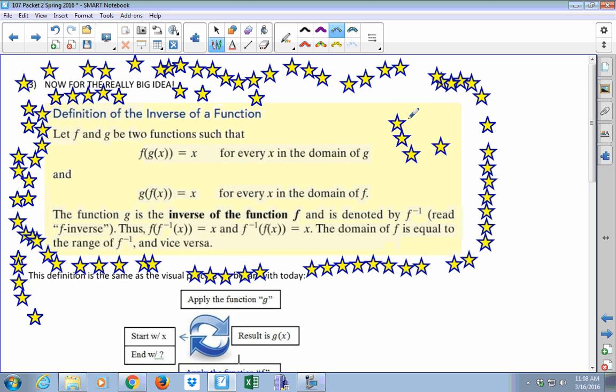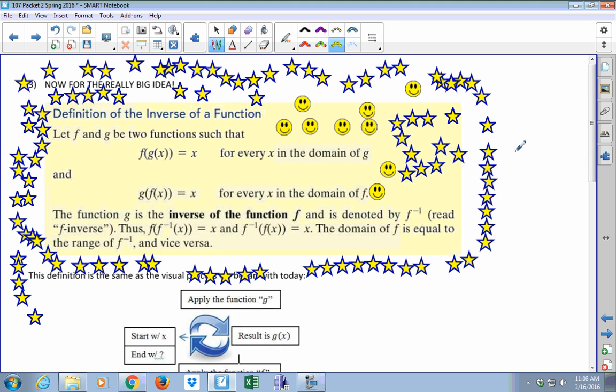I think I'm being silly enough here with the stars. I could throw in a few smiley faces as well. See, if you remember this, you'll be happy. All right. Yep, you better put this on your cheat sheet for sure. All right, so let's go through this and see if we really understand what it's saying.